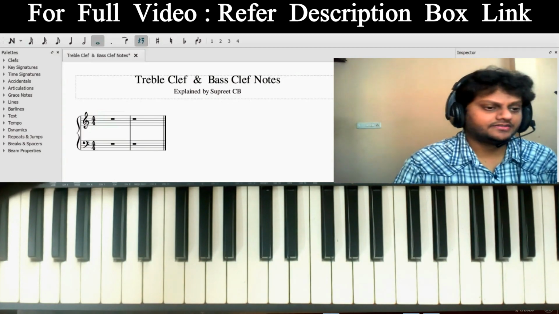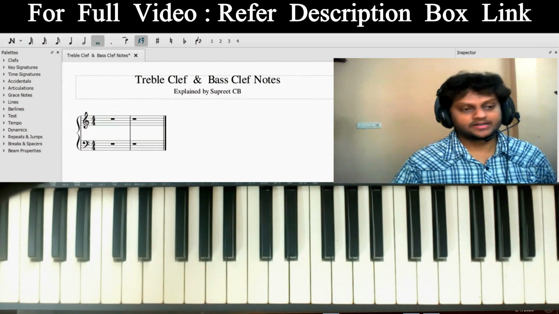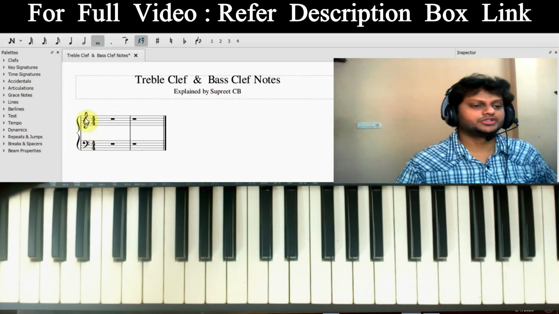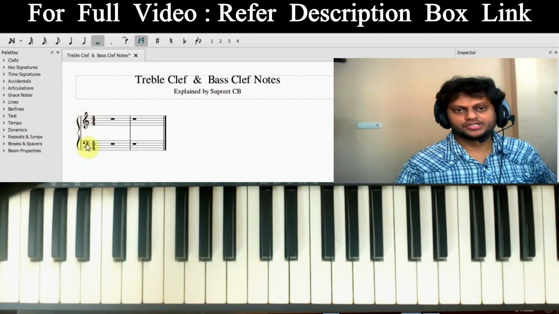Now you can see on the screen I have drawn the 5 lines in both the treble clef and bass clef. You can look at my mouse cursor point. This is known as the treble clef and this is known as the bass clef.